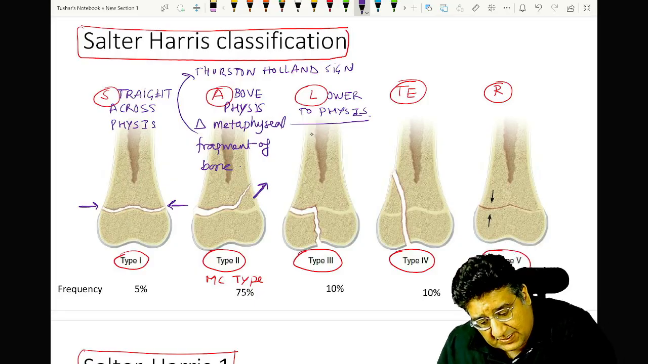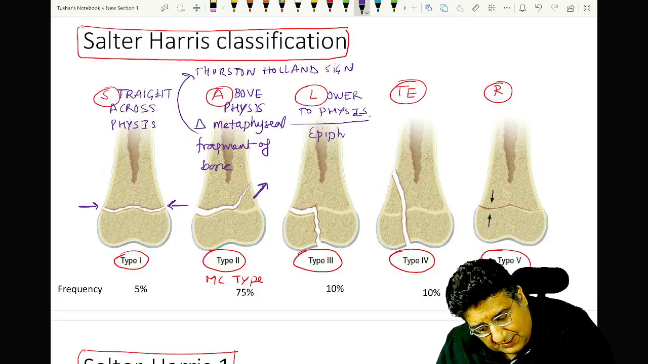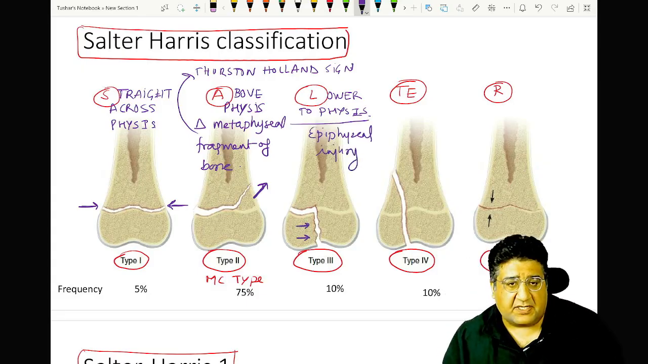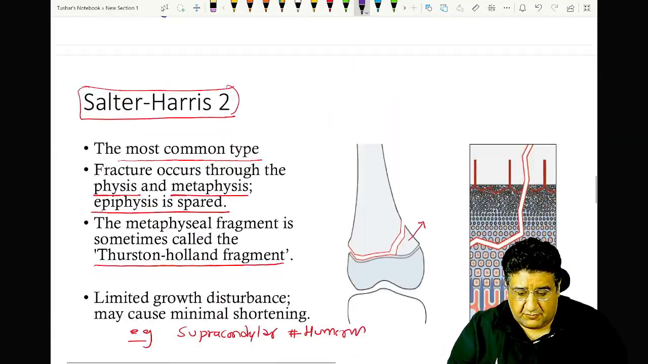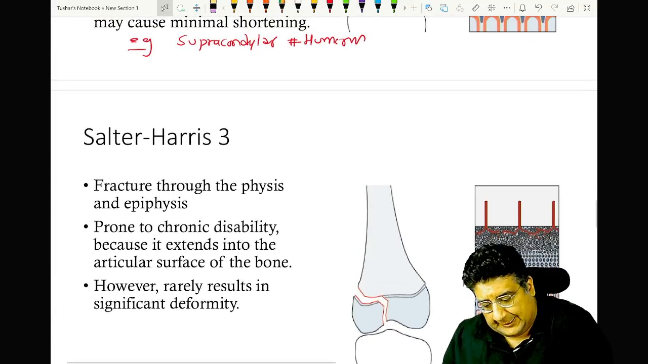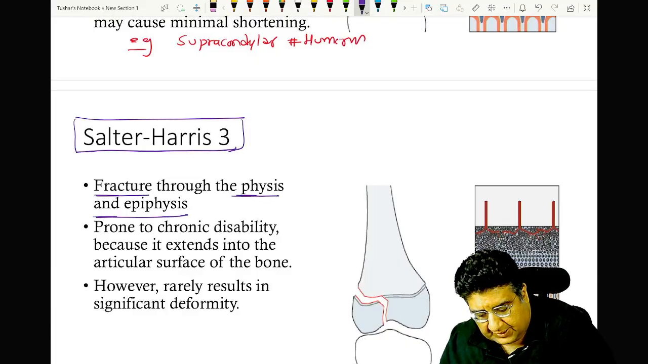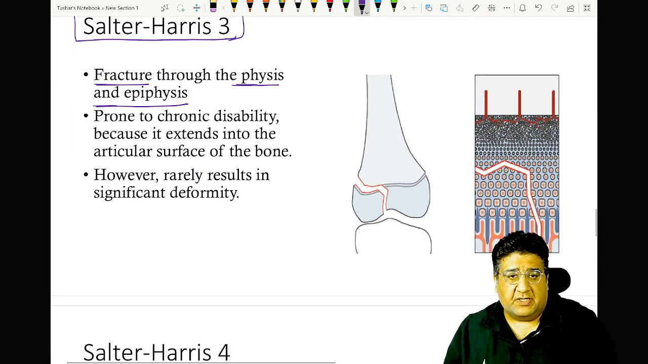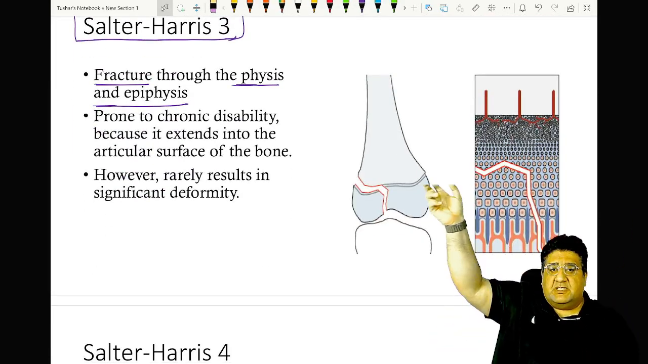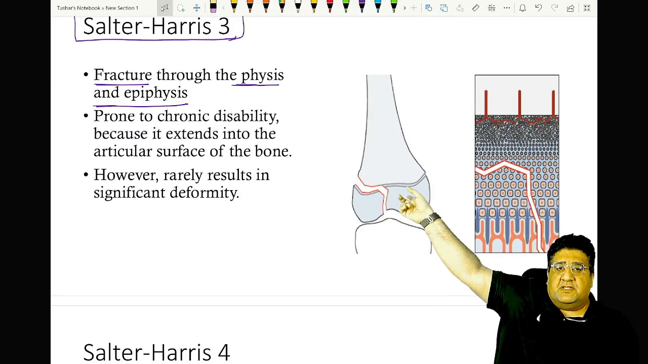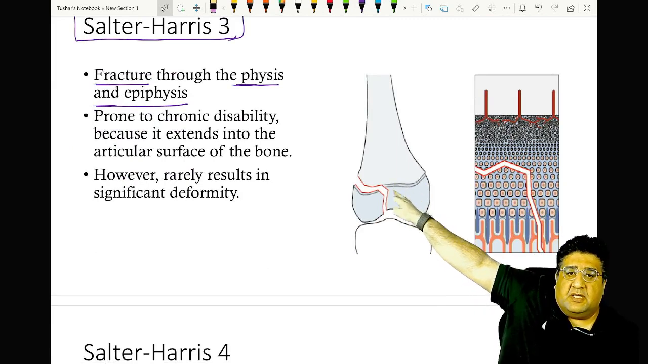So it is basically an epiphyseal injury, and I am sure you all can very well appreciate that it is a fracture of the physis extending into the epiphysis. If you still don't believe me, I can show you in detail. Salter Harris type 3. So it is an injury of the physis which is extending into the epiphysis. You can very well see here. So this is a fracture of the physis which is extending into the epiphysis.